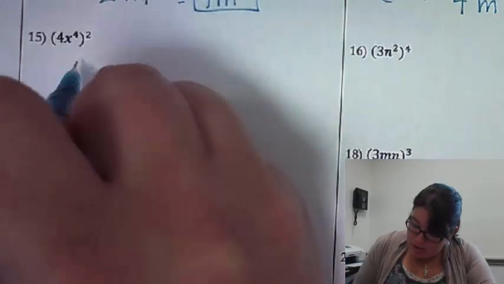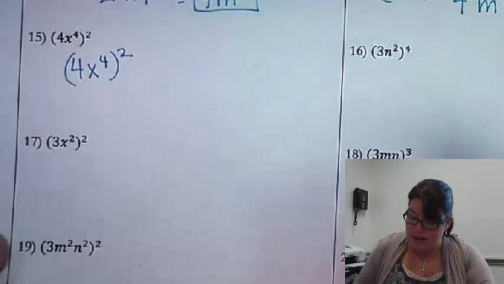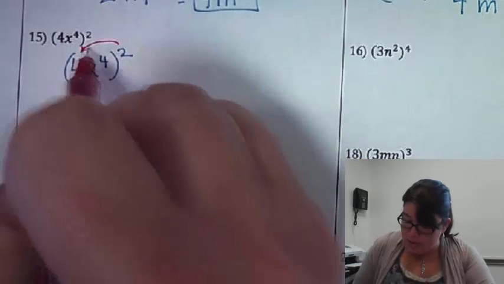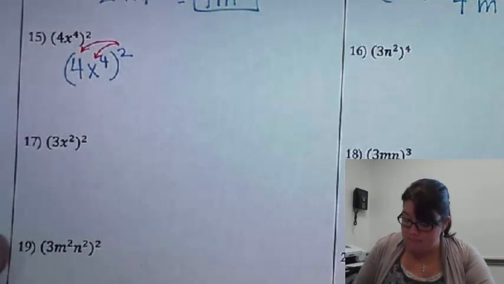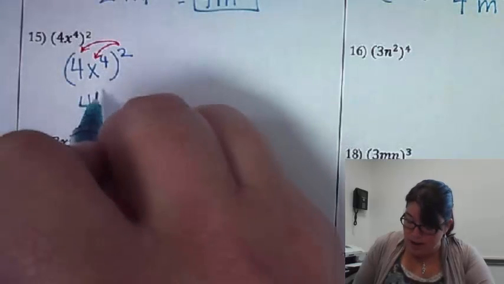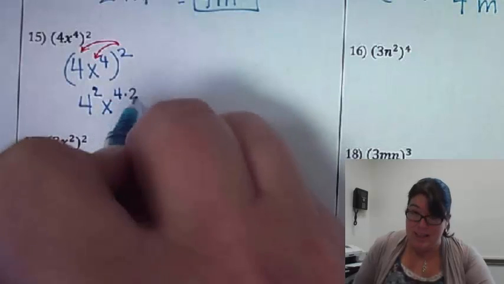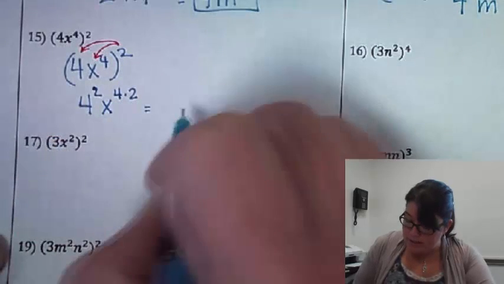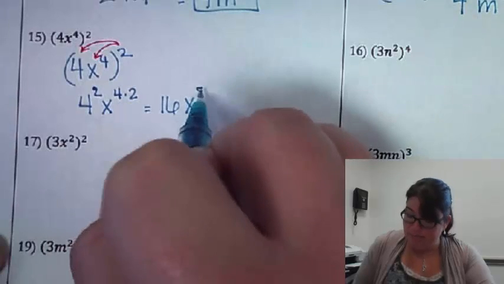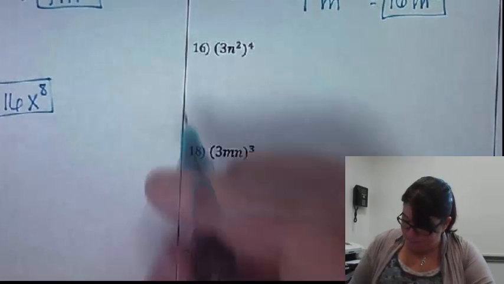Number 15 is a little bit trickier just because we already have an exponent on the inside, but we're going to follow the same process. We're going to distribute this outside exponent to both parts that are inside. On the coefficient, it'll become a regular exponent, and on the base, I'm going to multiply it by the exponent that's already there. So 4 squared is 16, and x, 4 times 2 is 8. All done. Let's take a look at 16.